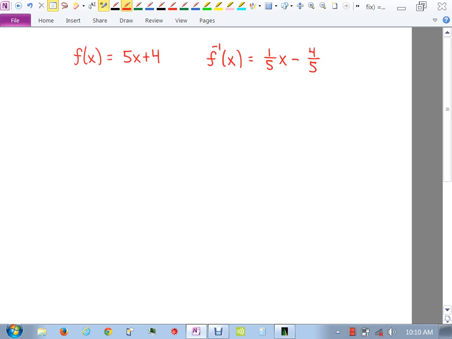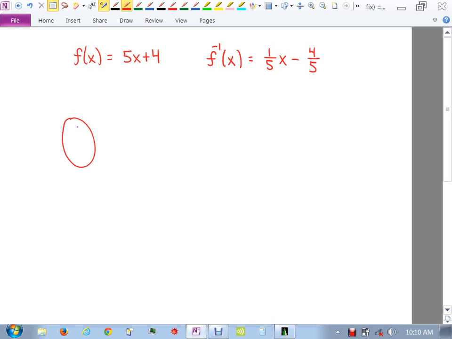Well, we could try something, right? We could try a number. We could graph it. Does it look like a reflection over the identity? We could try things. How about we just pick a number and plug it in? Let's see what we get. I'm going to plug in 5. Just plug 5 into the original function.